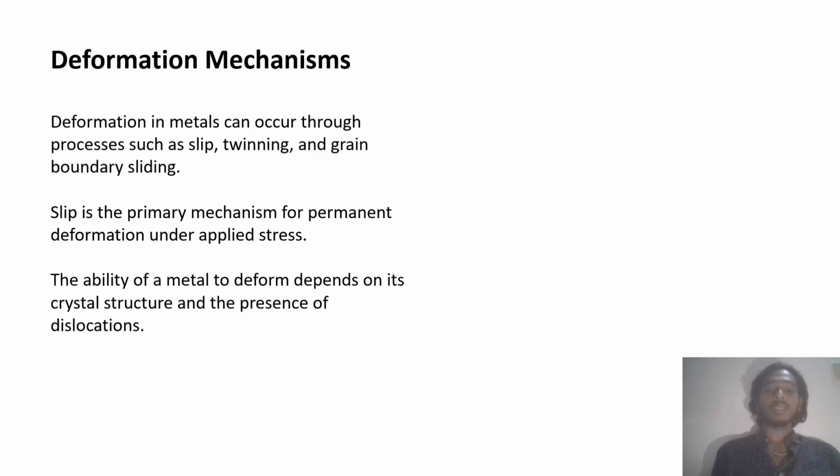Next we move on to the deformation mechanisms. Deformation in metals can occur through processes such as slip, twinning, and grain boundary sliding. Slip is the primary mechanism for permanent deformation under applied stress. The ability of a metal to deform depends on its crystal structure and the presence of dislocations.